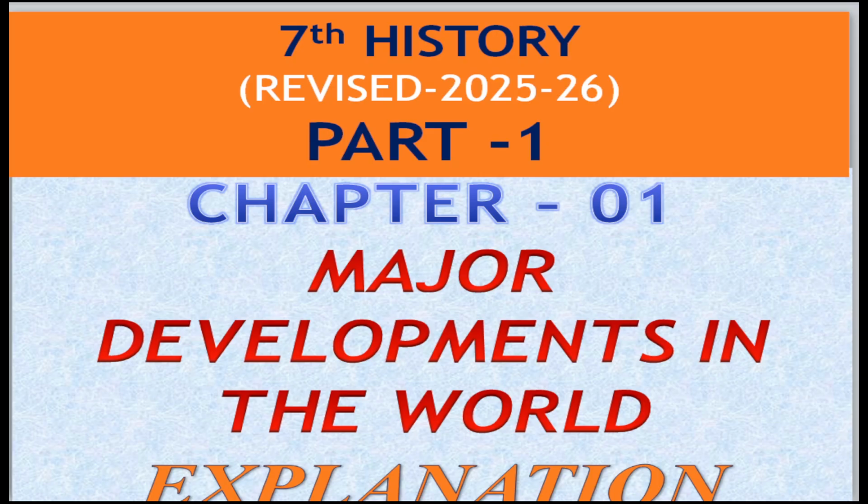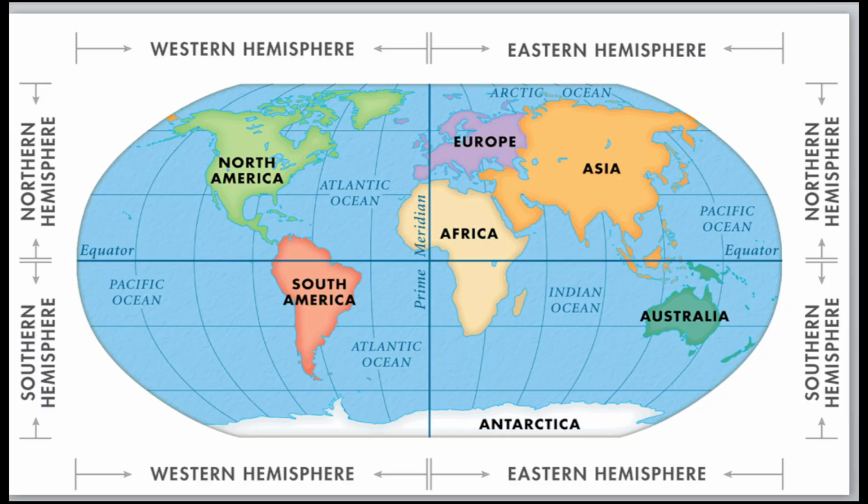First of all, we should know what exactly the world is. World means it contains 7 continents. Continents means those massive land mass areas. In the world, we have 7 continents: North America, South America, Africa, Europe, Asia, Australia and Antarctica. Along with that, 4 oceans are there: Pacific Ocean, Atlantic Ocean, Arctic Ocean and the Indian Ocean.